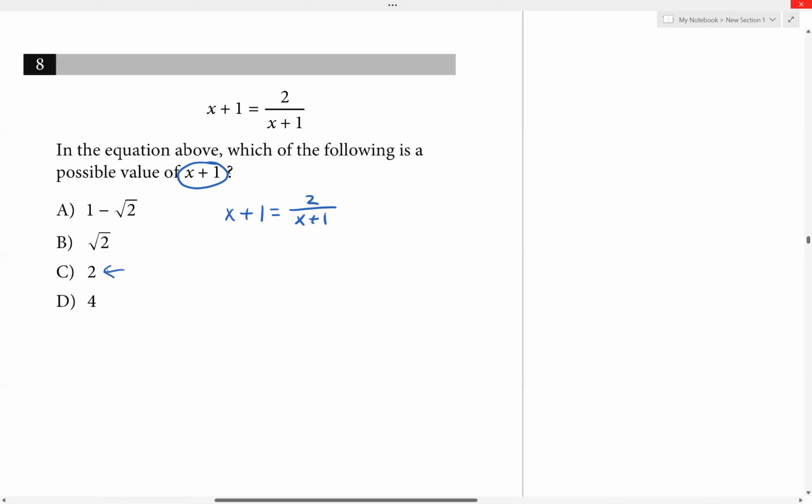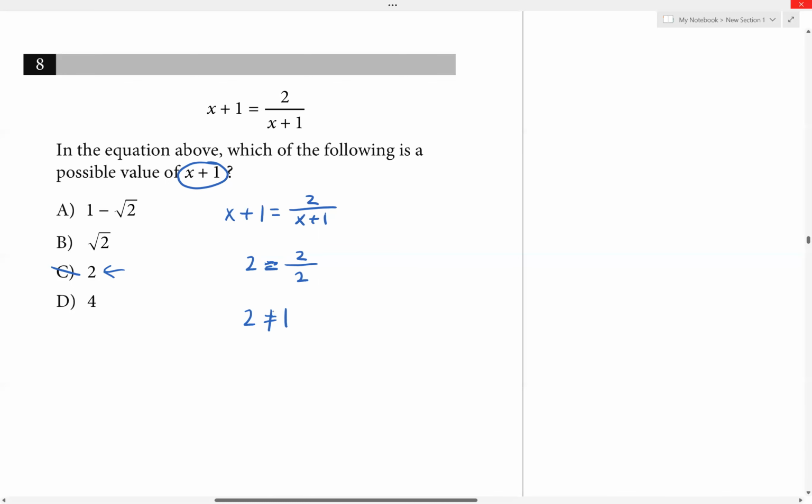So if you try 2, does that work? If x + 1 is 2, then we get 2 equal to 2 over 2, which is equal to 1. 2 equal to 1, that's not true. So this is not true, and letter C is not the answer.